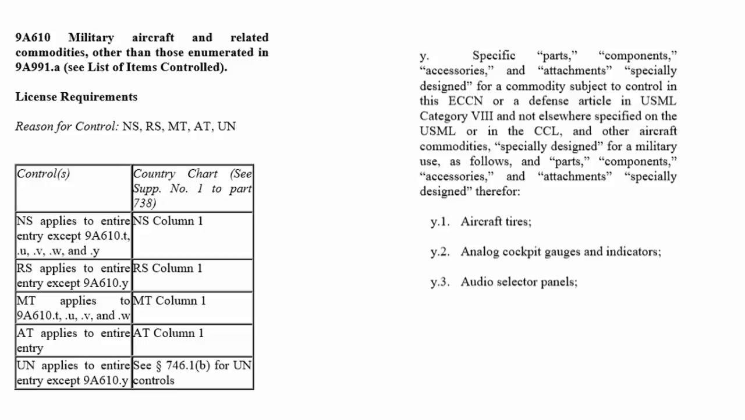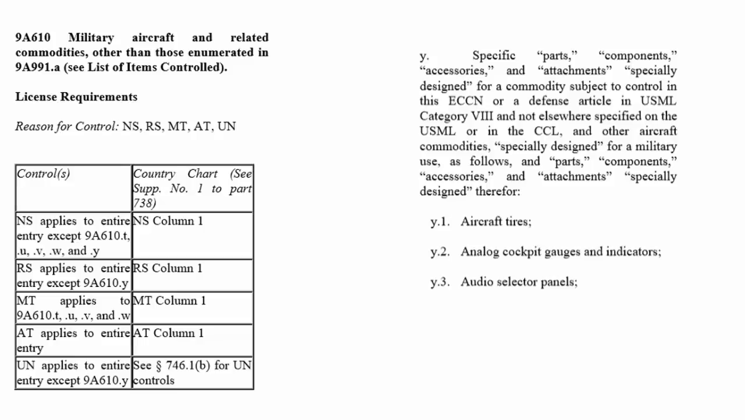So as far as the controls go, let's take one more look at how classifications and license requirements work. National security applies to the entire entry except a couple of citations there. RS applies to the entire entry except 9A610.Y, all the way down to UN applies to the entire entry except 9A610.Y. So we have a few mentions there, but so far so good. Let's have a look at what that Y extension denotes.